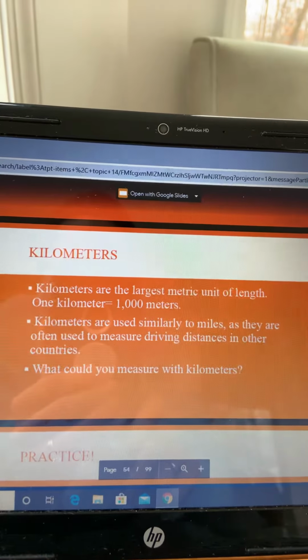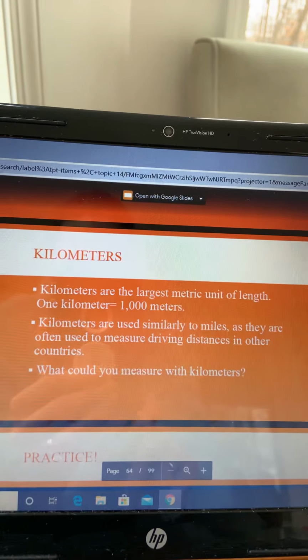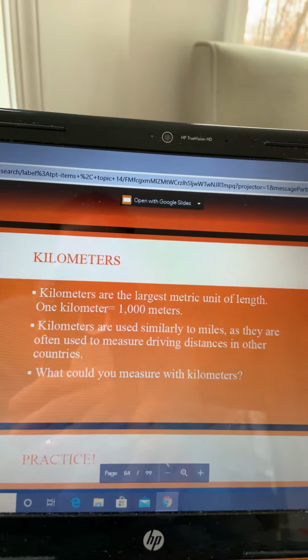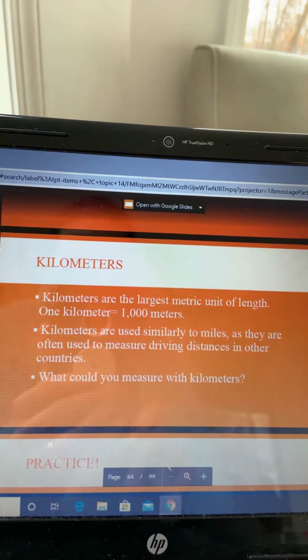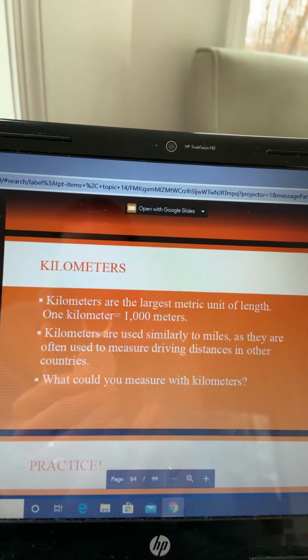And a kilometer. Kilometer is the largest metric unit of length. 1 kilometer equals 1,000 meters. Kilometers are used similarly to miles, as they are often used to measure driving distances in other countries.